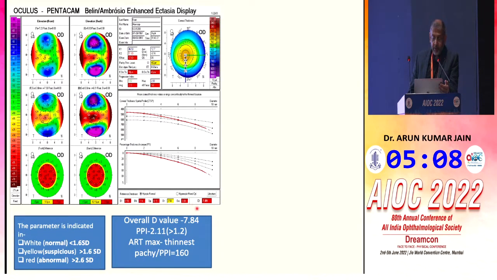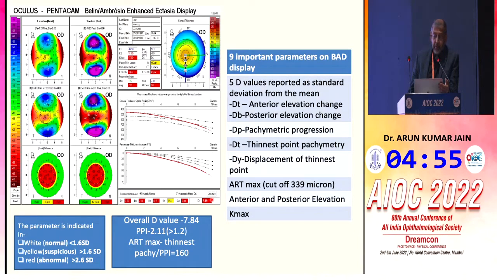And the overall D value, which is more important than the individual values, if it displays in red, then even if these elevations are not there, one should not proceed to do a surgery. And there are 9 important parameters on this map we should be looking for. 5 of these are these values: DF is anterior elevation change, DB is posterior elevation change, DP is pachymetric progression, DT is thinnest point pachymetry, and DY is displacement of thinnest point from the apex.